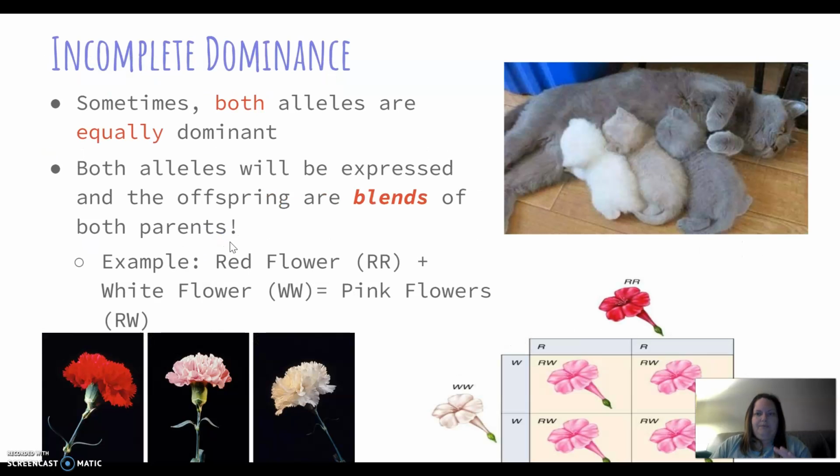For example, if we look at flower color and our dominant color is red and our recessive color is white, if we get a heterozygous flower for that, our phenotype would be pink, because pink is the combination of red and white together.